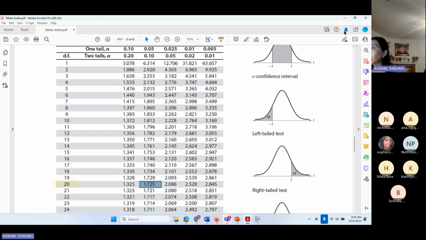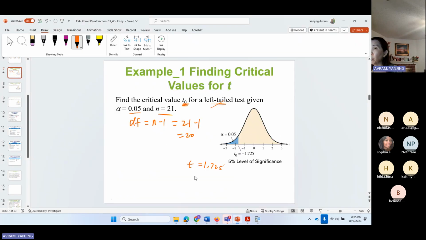Okay, so this one is especially important because if it's a multiple choice, sometimes you might get a wrong answer, okay? Because it's a left tail test, so you have to add a negative on your own in here.